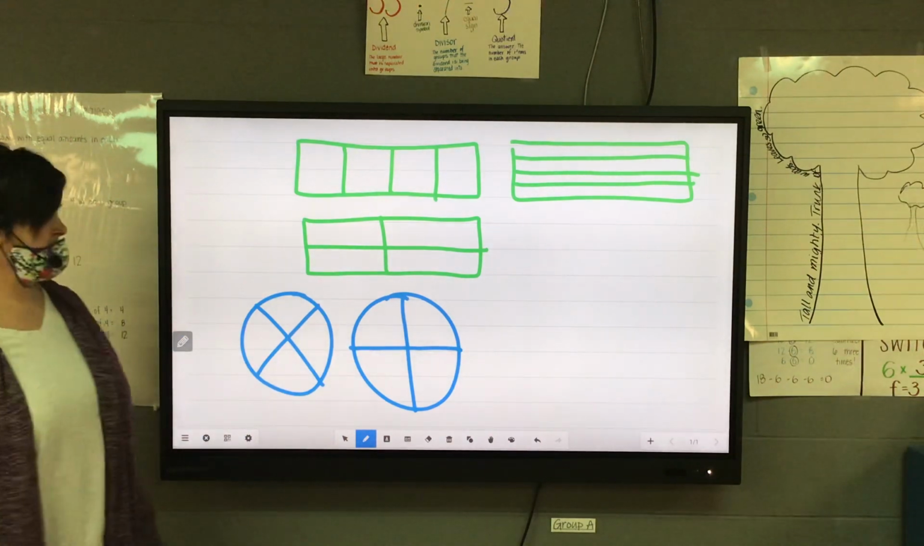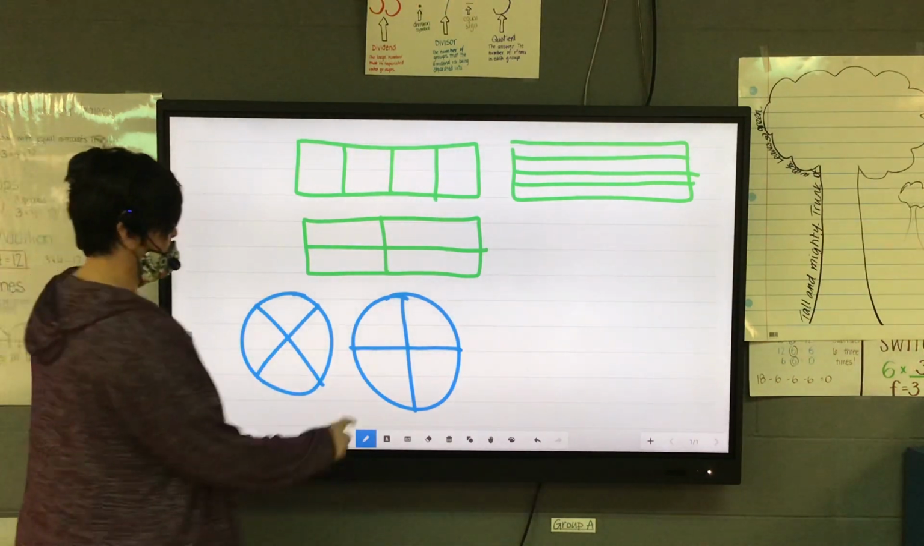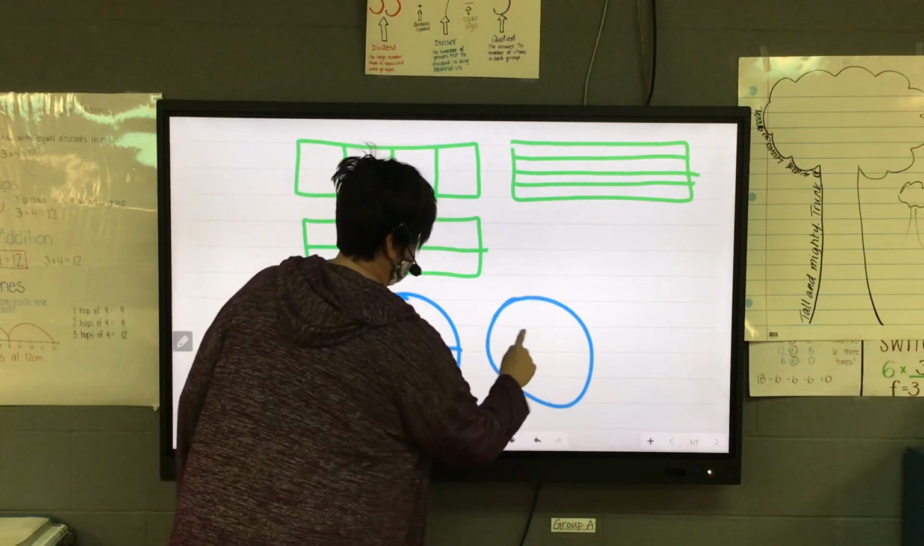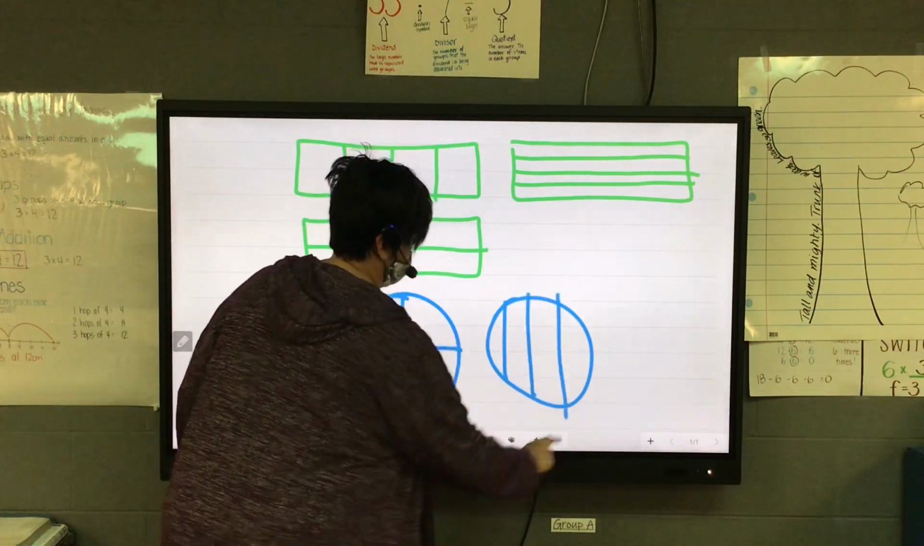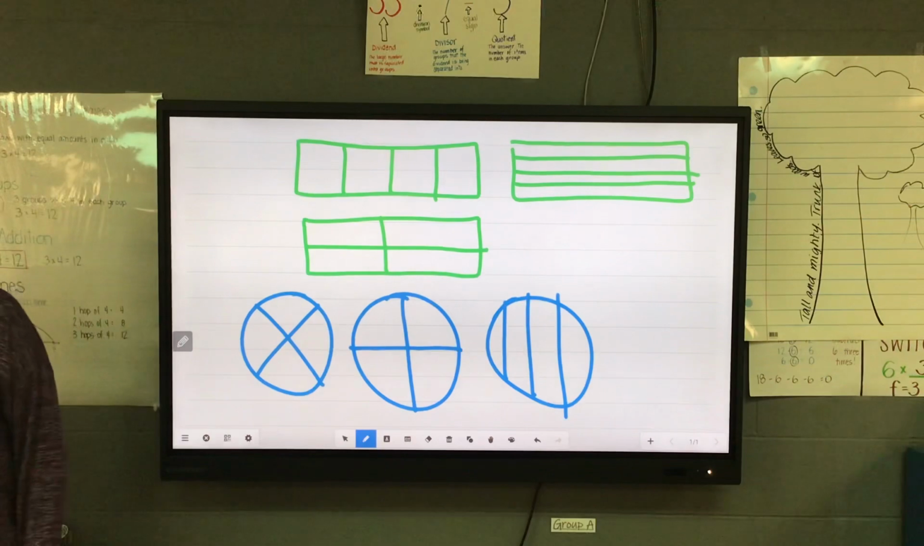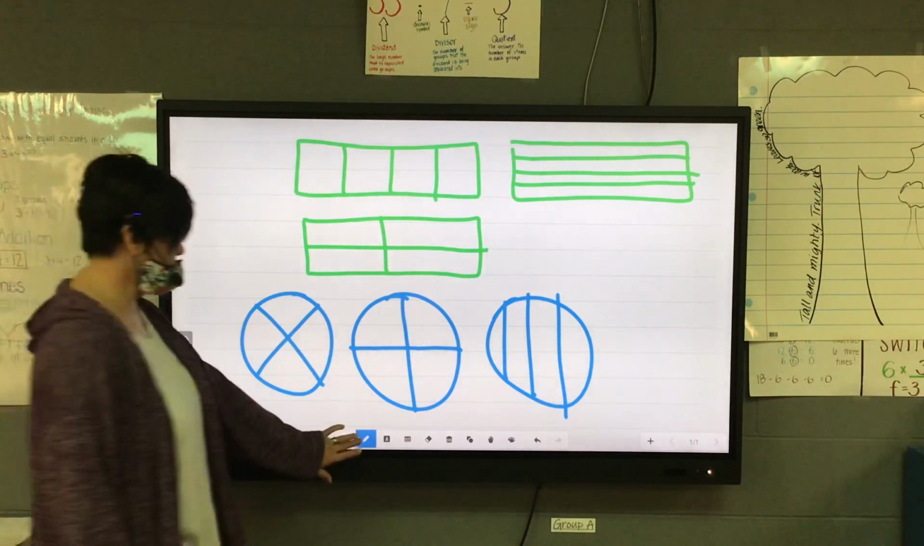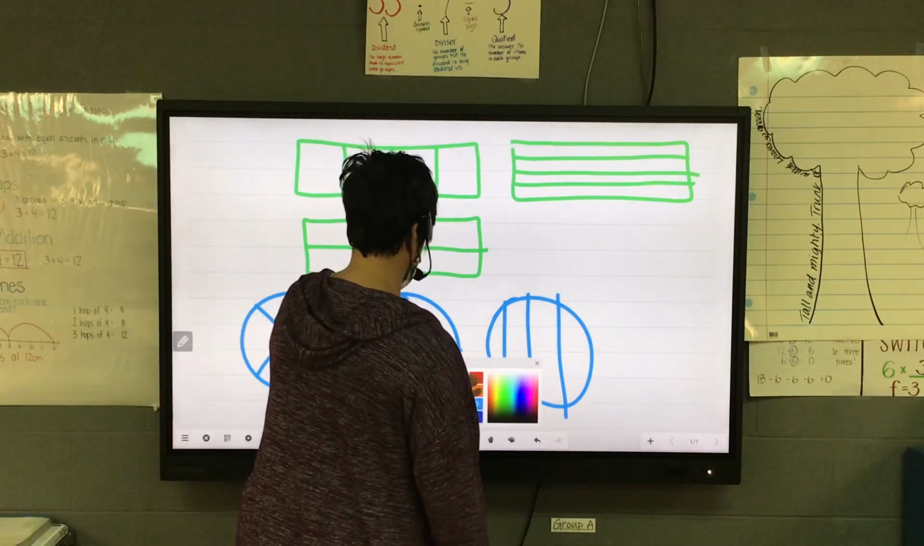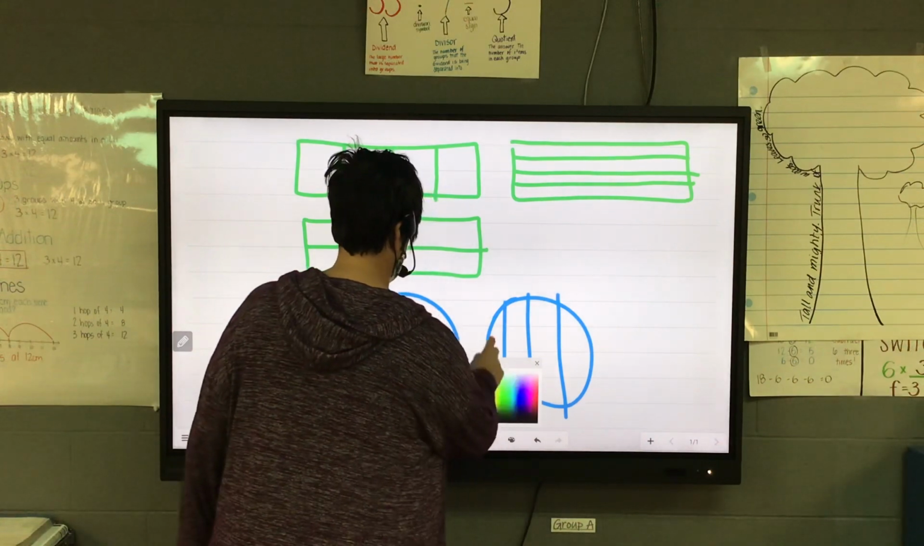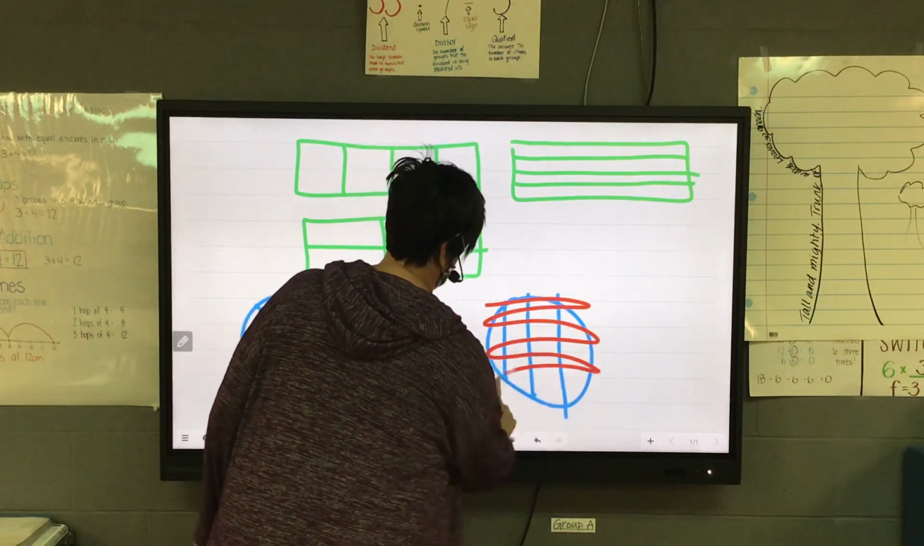Yeah. Okay. But can our circle do that to have 4 equal parts? No. Not one of those parts is the same as the other one. So that one doesn't work.